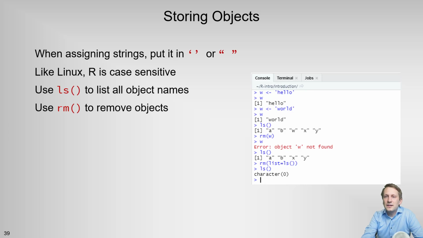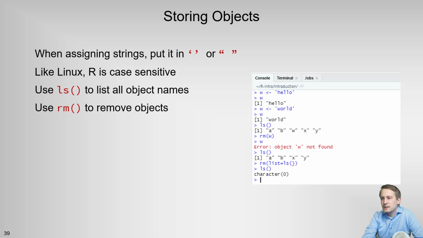You can use ls and rm. So ls will list all the objects in memory, which basically shows you the same thing that you see in the environment pane of RStudio. And rm lets you remove objects. So the command rm(list = ls()) will remove all of the objects in memory.